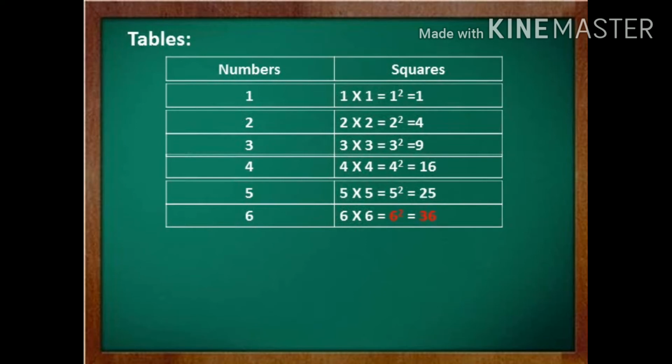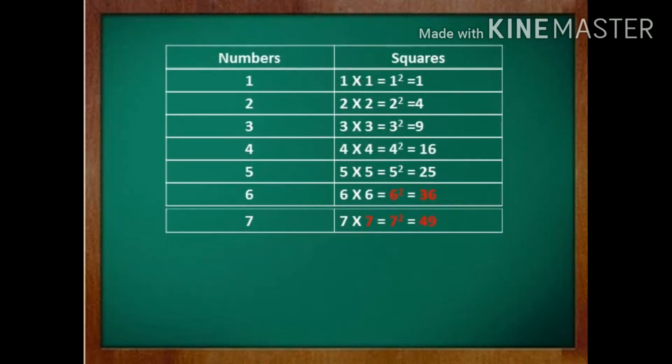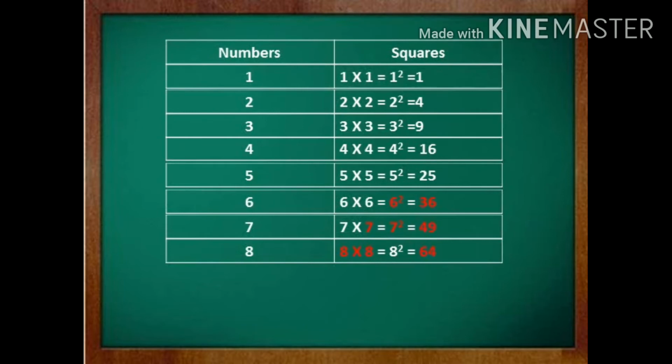Square of 6 will be equal to 6 multiplied by 6, that is equal to 6 square, which is equal to 36. Square of 7 will be equal to 7 multiplied by 7, that is equal to 7 to the power 2, which is equal to 49. Square of 8 will be equal to 8 multiplied by 8, that is equal to 8 square, which is equal to 64.